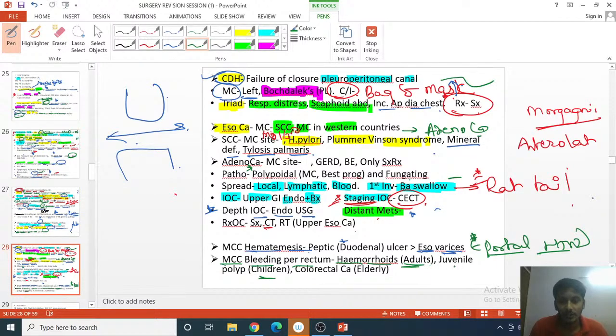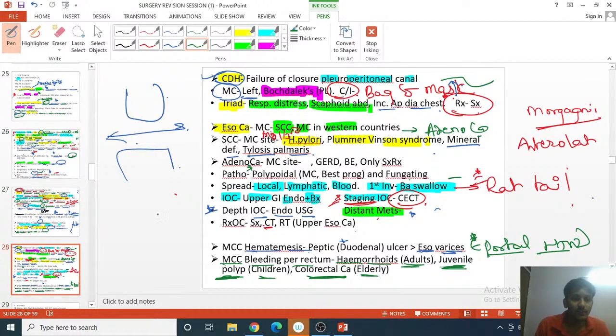In cases of children, it is your juvenile polyp. Juvenile मतलब adolescent age group जो तुम्हारा 6 to 18 वाला. Okay, so adolescent and children का age group, that is known as juvenile. So juvenile polyps would be the most common cause of bleeding per rectum in children, and in elderly it is your colorectal carcinoma. So remember, अगर bleeding per rectum की most common cause पूछी गई, in adults it is hemorrhoids, children it is juvenile polyps, and elderly it is colorectal cancer. Hematemesis की अगर most common cause पूछी गई, it is peptic or duodenal ulcer, followed by esophageal varices.